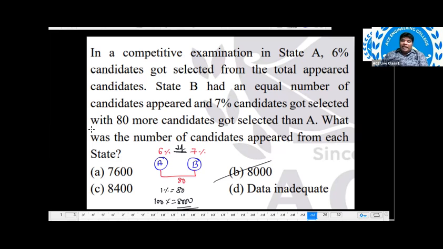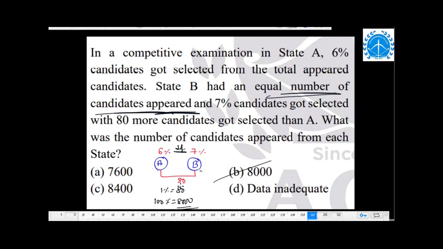Here also 8,000 appeared, here also 8,000 appeared. So look here, equal number of candidates appeared means this is also completely 100%, this is also completely 100%. I'm calculating 100% meaning this is 8,000 and this is 8,000. Yes, sir. Okay na, Pavan? Okay, sir.